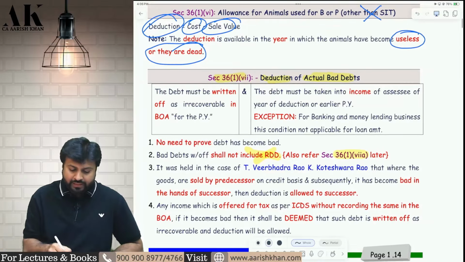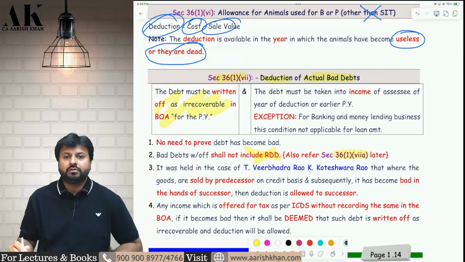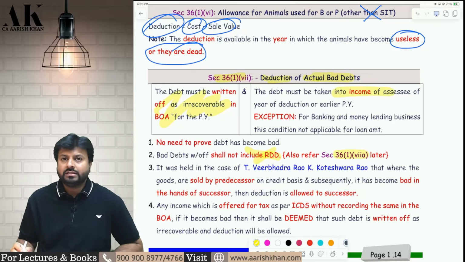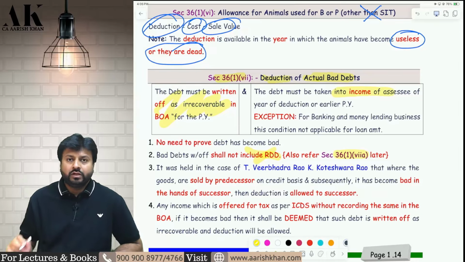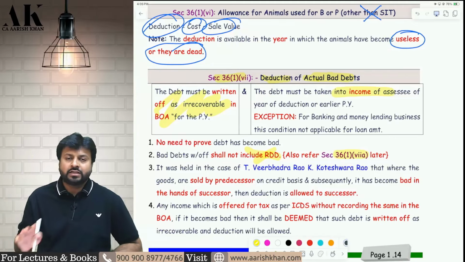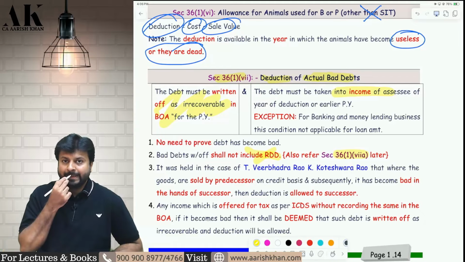First, you have to write off the debt in the books of accounts. Second, you have to take that debt as an income. So if you have taken that debt as an income earlier, only then, if you write off that debt, is it allowed as a deduction. Otherwise, it is not allowed as a deduction. I hope it is clear to all of you.